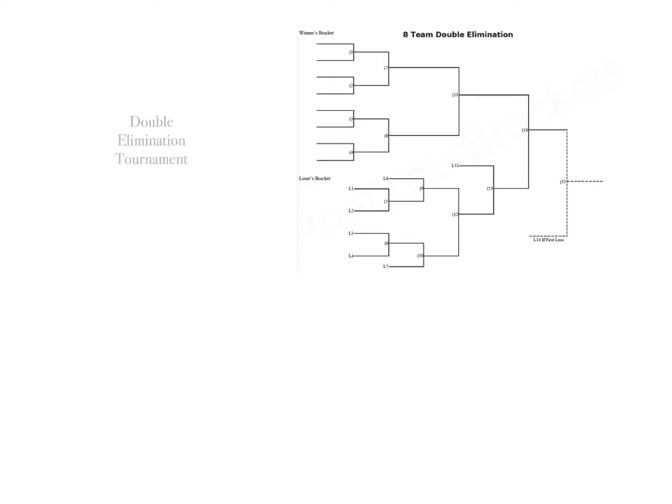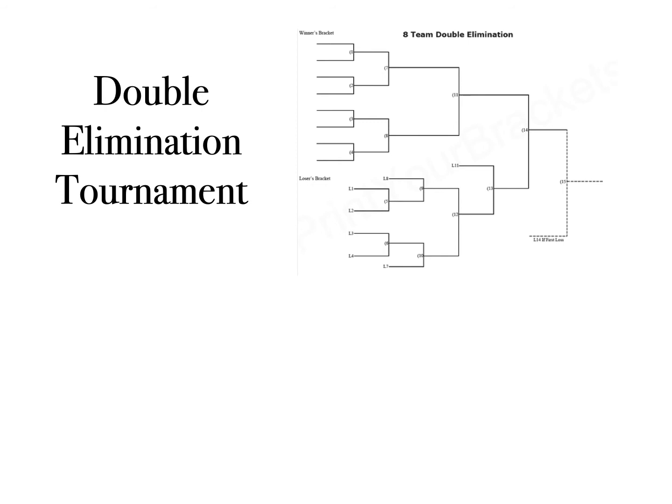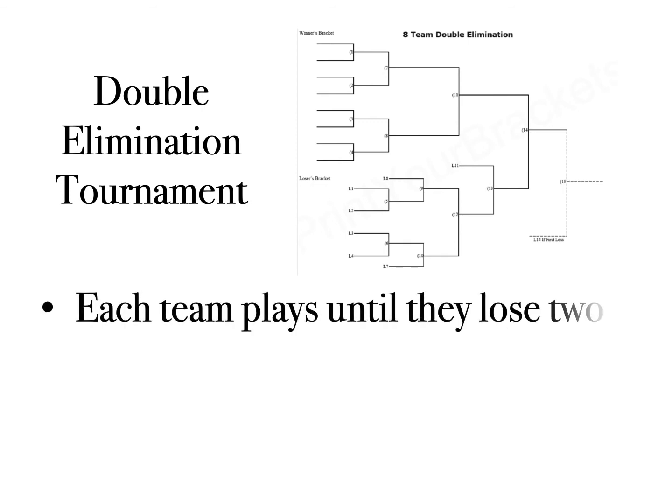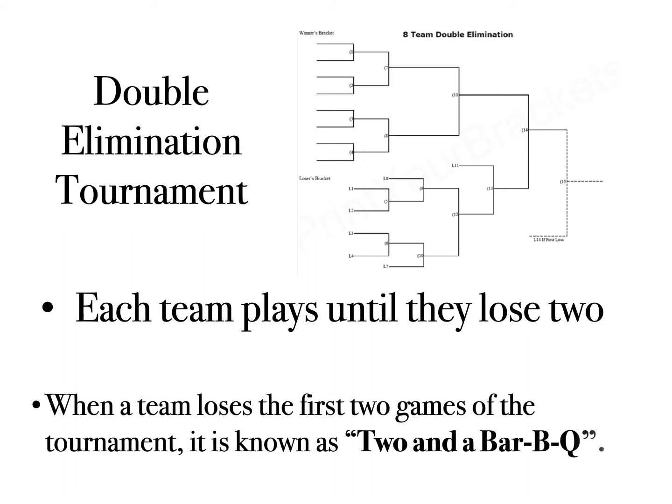All right, now a double elimination tournament is the same thing, except now each team will play until they lose 2 games. And so you have a winner's bracket and a loser's bracket. If you keep winning, you stay up in the winners bracket. Once you lose a game, you go down to the losers bracket, and you'll play in the losers bracket until you either get back to the championship game or until you lose your second game. And if teams lose the first two games of the tournament, it's known as two in a barbecue.